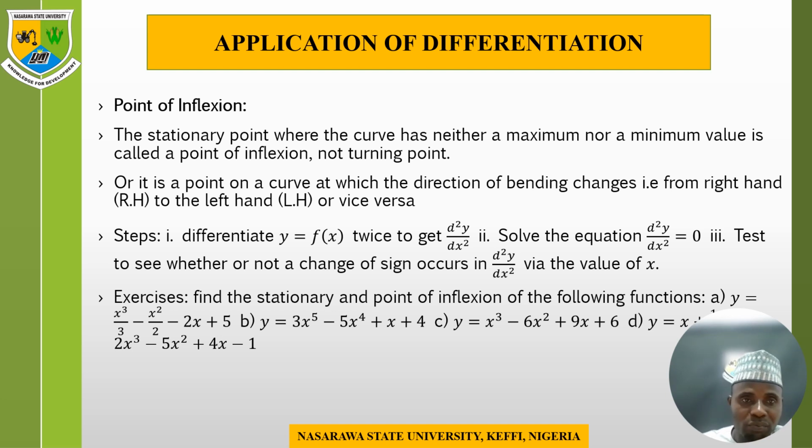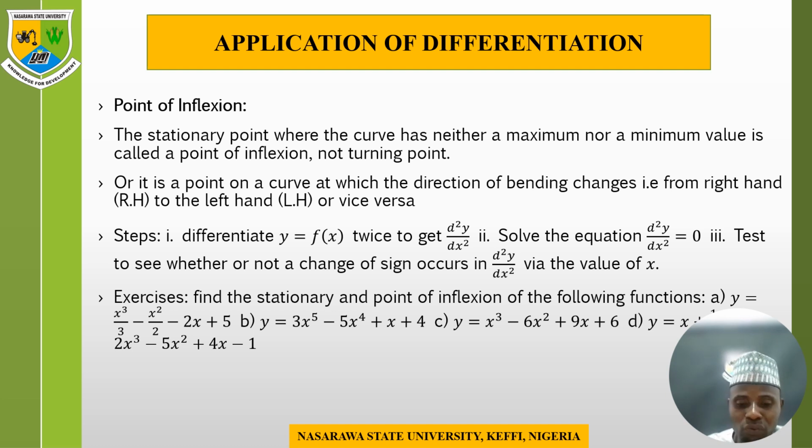So the point of inflection. Now we see that in this way. The stationary point where the curve has neither a maximum nor a minimum value is called a point of inflection. That is, no turning point. Or it is a point on the curve at which the direction of bending changes, that is from right hand to left hand and vice versa.